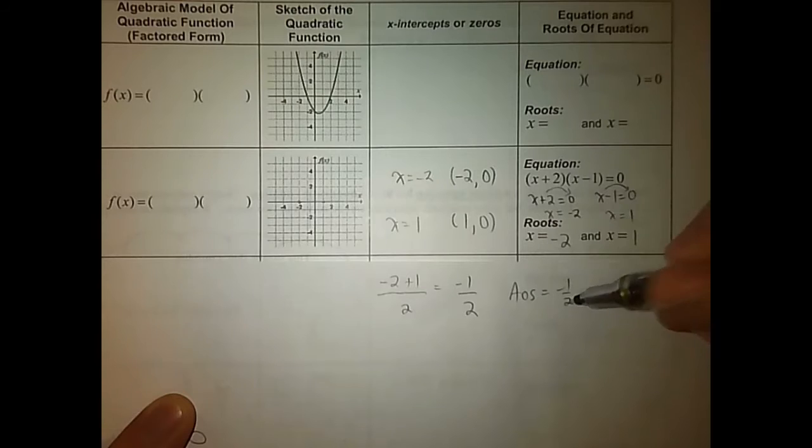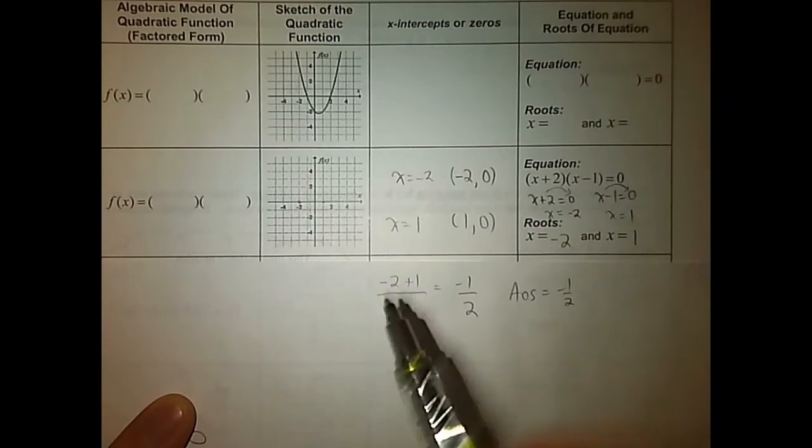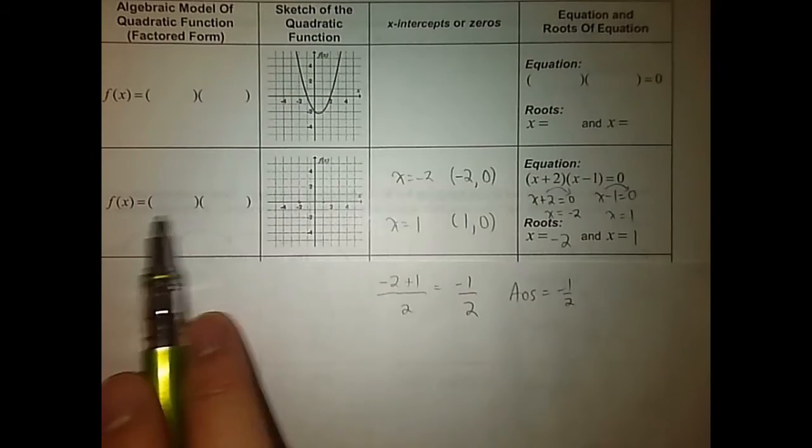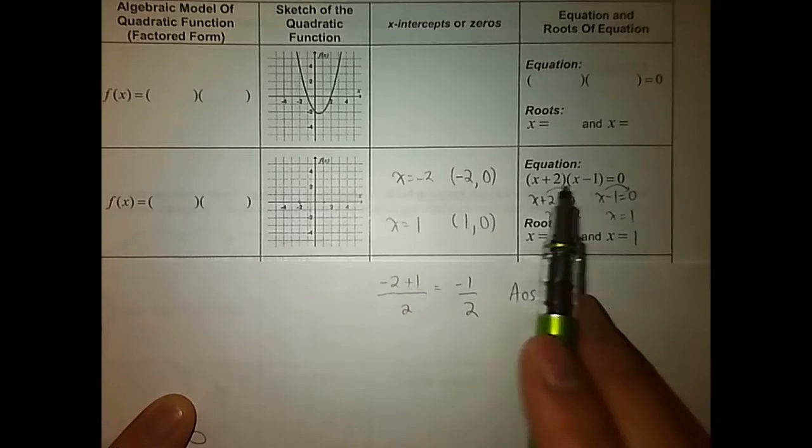And if I put this back in my equation, I can get the vertex. I'll do that in just a little bit, but I just want to go over what this looks like in factored form for our quadratic function. Luckily, this is just going to be the same as here. Then this will be x plus 2, and this will be x minus 1.